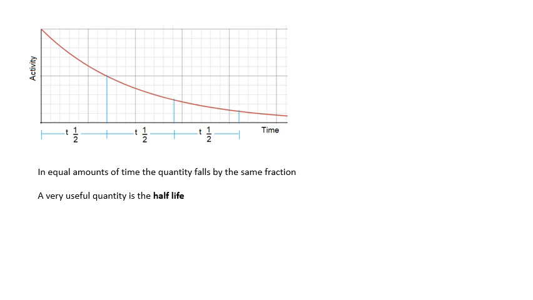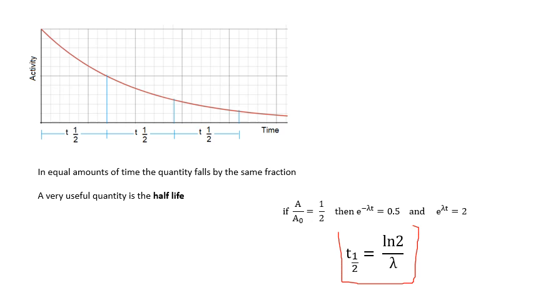And it's very useful knowing the half-life, for obvious reasons, I think. How do we work out the half-life? Well, in my equation, A is A naught e to the minus lambda t. If it's the half-life, then A over A naught is a half. So e to the minus lambda t is 0.5. So e to the lambda t is 2. So the half-life is log 2 over lambda. So that's a very useful equation. The half-life is log 2 over lambda, or lambda is log 2 over the half-life.